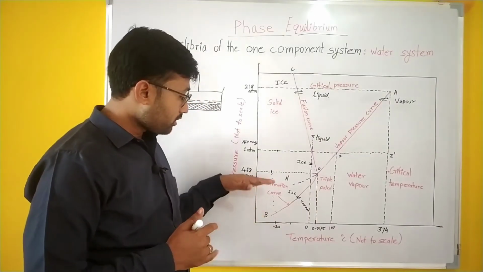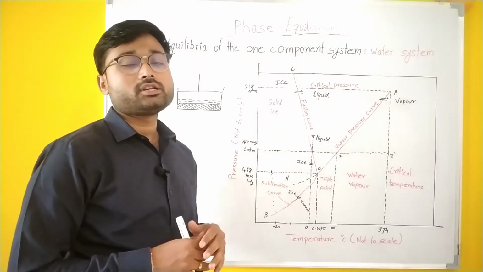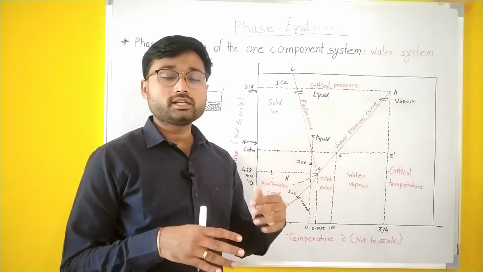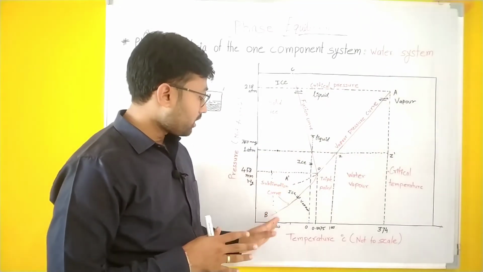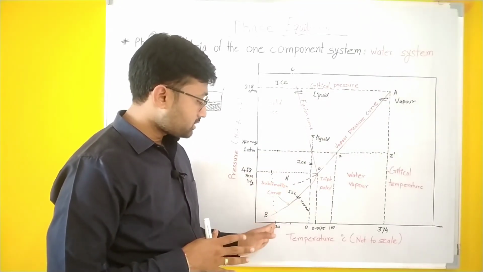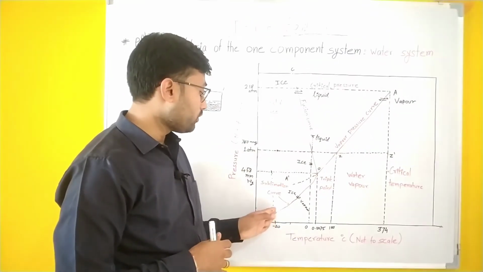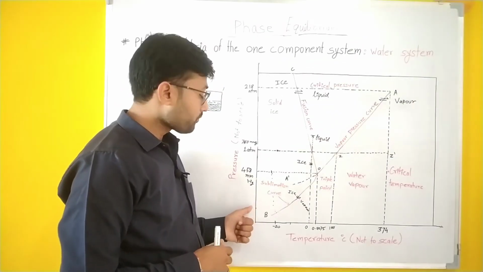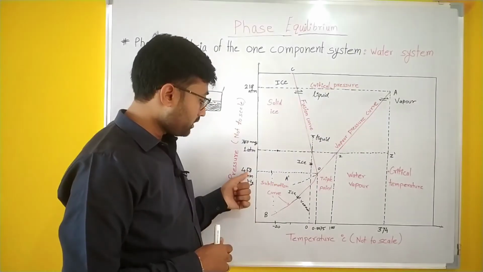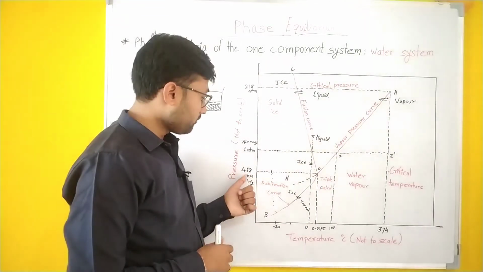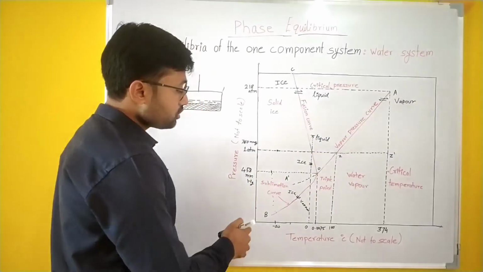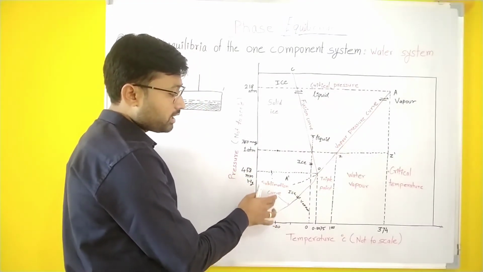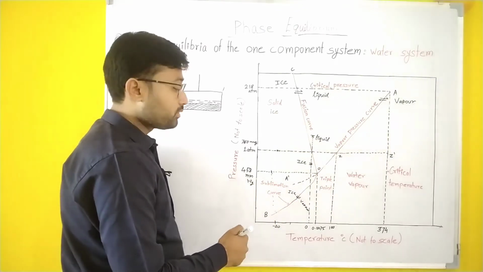mmHg. If you are reducing the pressure further, lowering pressure means you are increasing the volume, since they are inversely proportional. Now at minus 20 degrees Celsius, you will have ice. But if you go to lower and lower values than 4.58 mmHg, at a certain point you will have only ice. After that you will have only vapor phase.